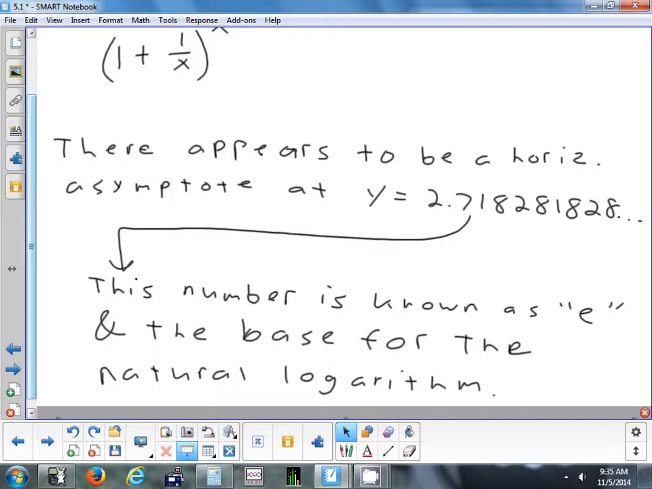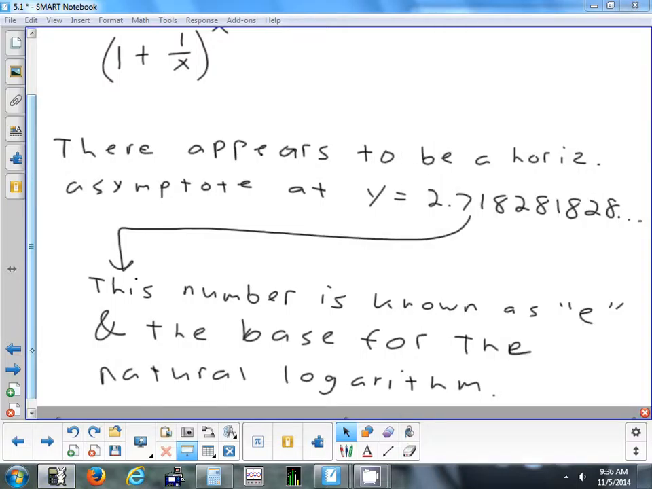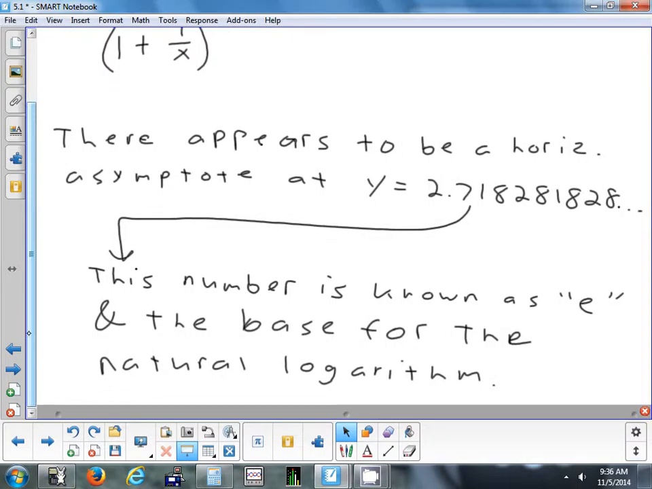And most calculators have a button for e. On mine and most other graphing calculators, the TI-82s and 83s, it's right by the division sign, and you have to press second to get to it. Okay, but that's all I'm going to say about e for now. Any question on that?